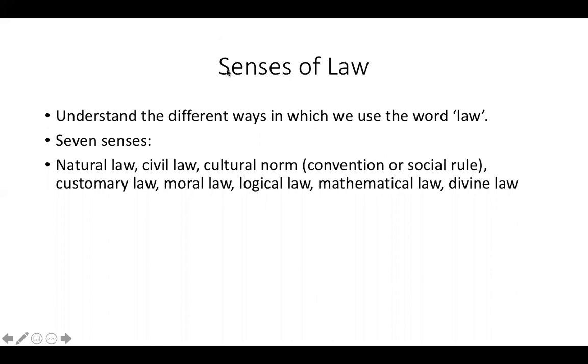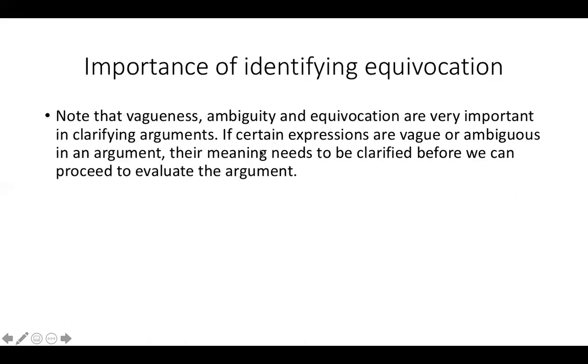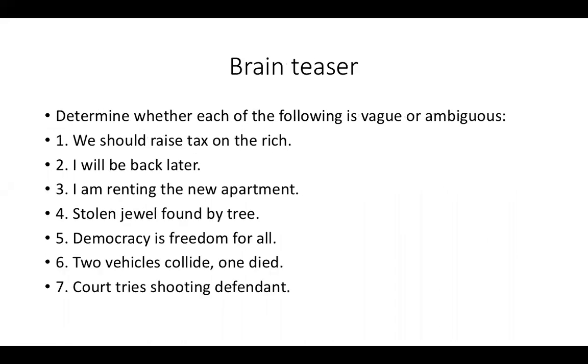Sir, please, can you go back to the other slide, the previous one? Yes, yes. It says "stolen jewel found by tree" is ambiguous. But please, he said it's ambiguous. Yeah, it's ambiguous. I thought that we do not know the tree, the particular tree. So how is it ambiguous?